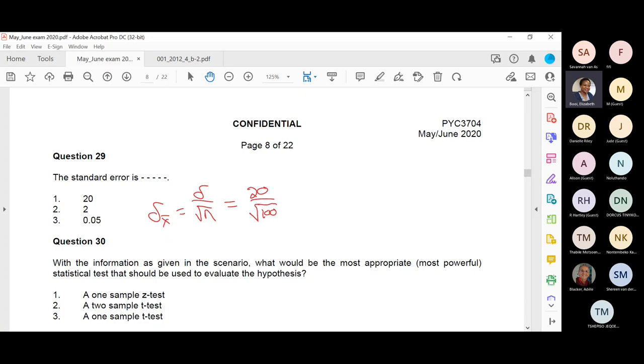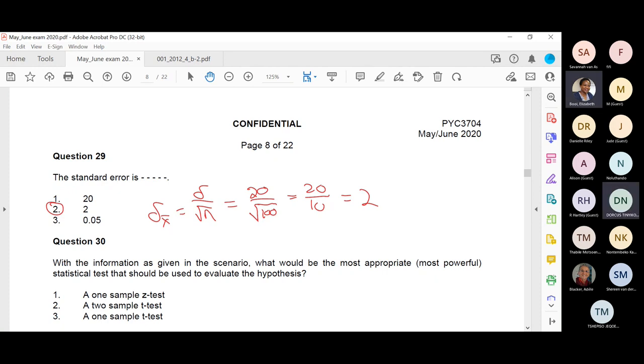Twenty over 10, which equals 2. The square root of 100 is 10, so this will be 20 divided by 10, which equals 2. Which is option 2. Okay. Now.